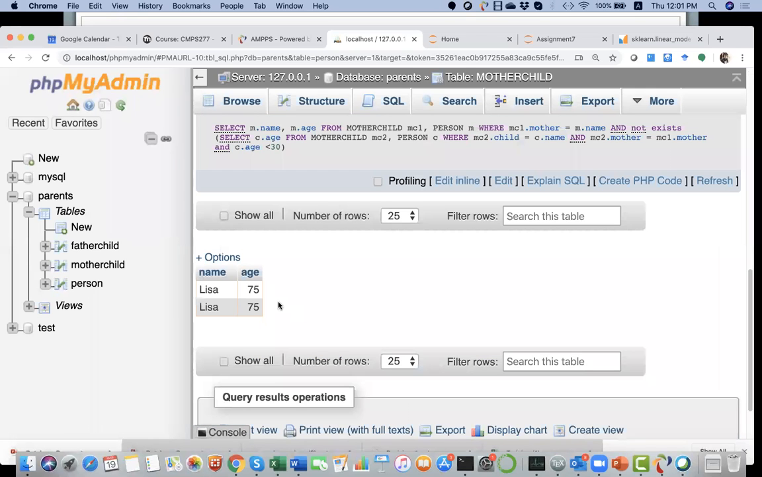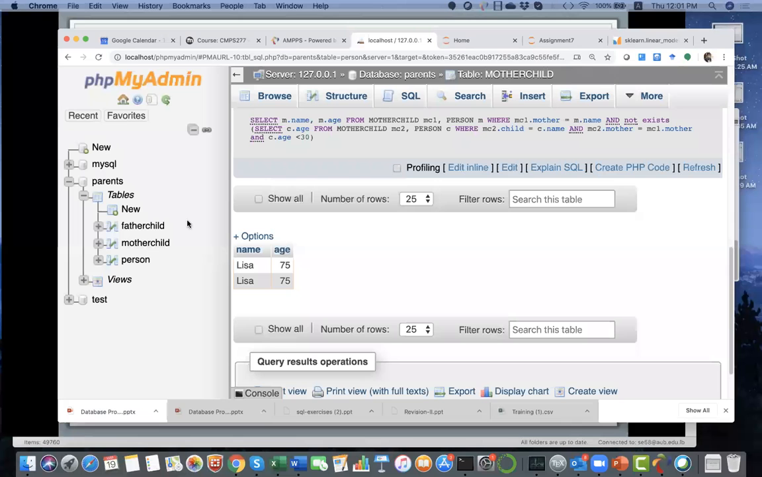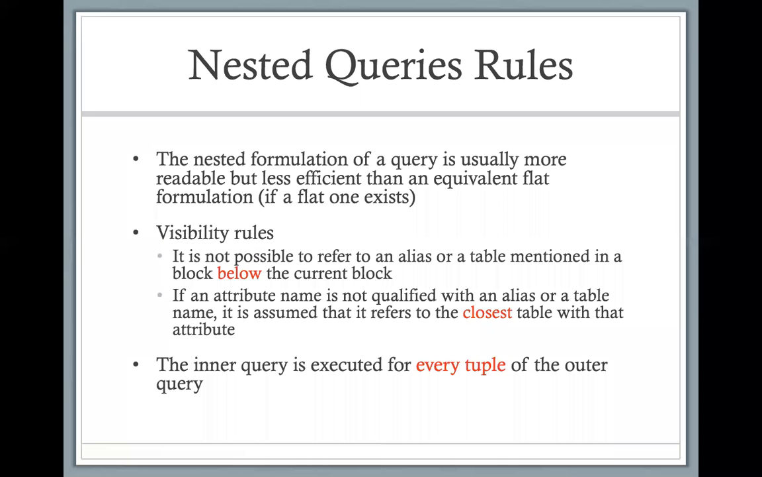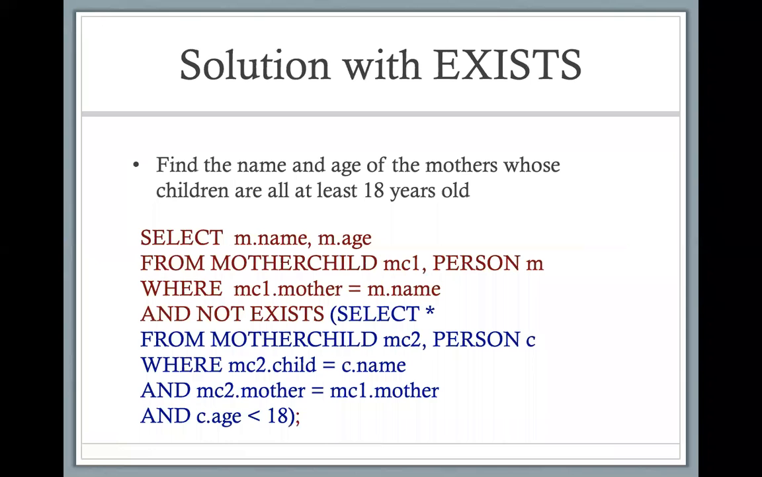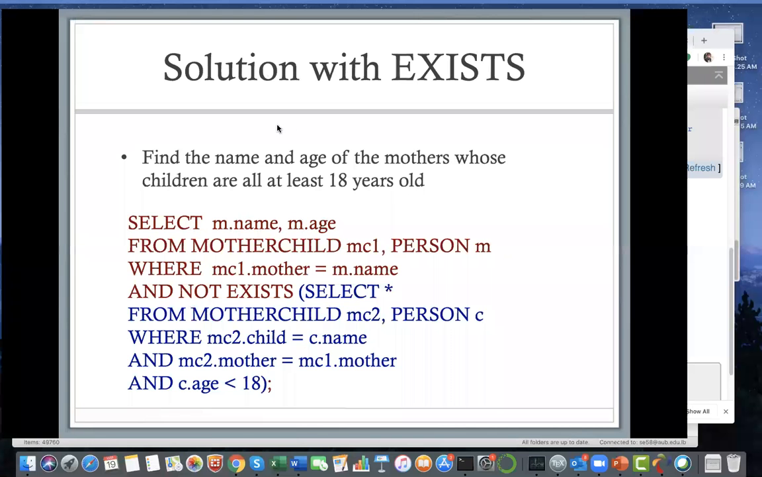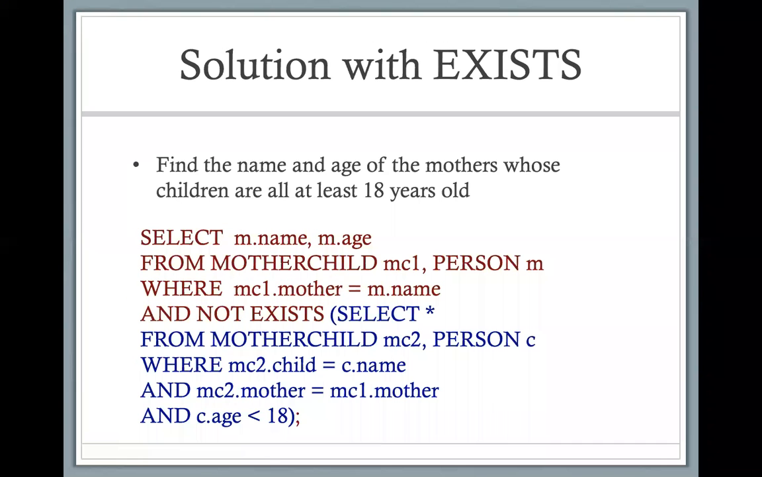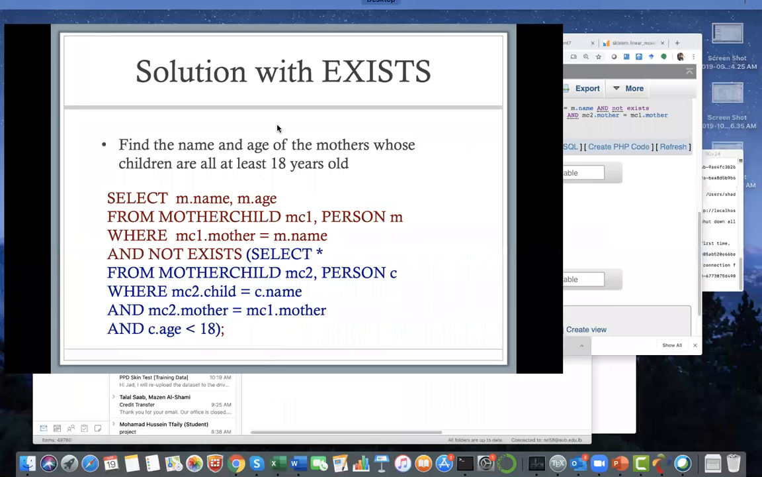And I get again Lisa, the only mom whose children are all 30 years old or above. I hope this clarifies a little bit what exists means, what these nested queries are, and how powerful they are. This is a good point to take some questions. If not, we'll continue.